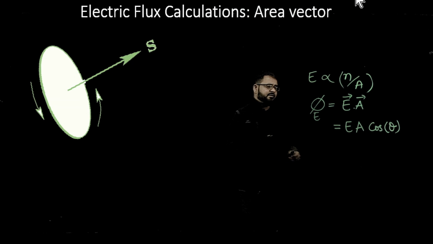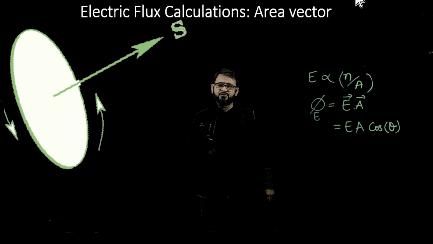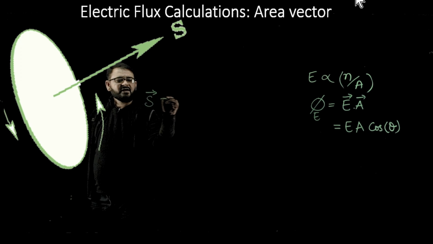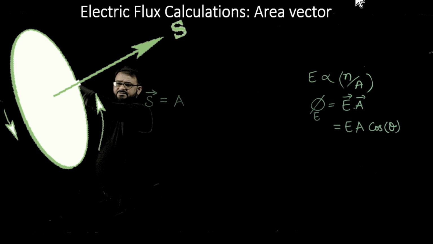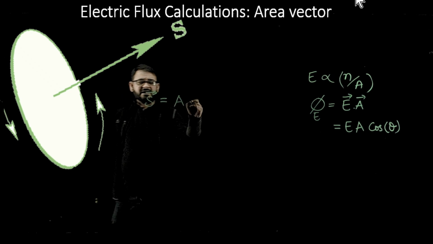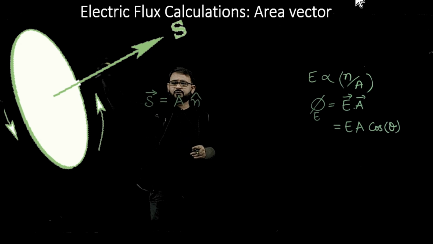The first thing that we encounter in this formula of electric flux is not just the electric field but the area vector. The area vector, as shown here with the symbol S, if you write it in vector form, is some area that is inside this disk, times the normal vector. The normal vector is shown by this arrow.